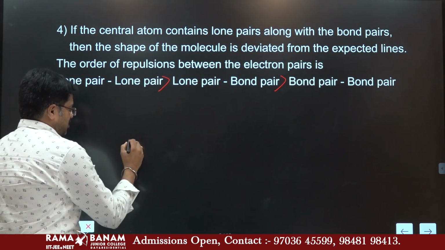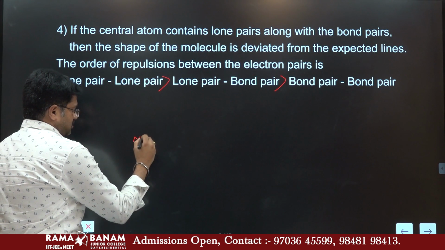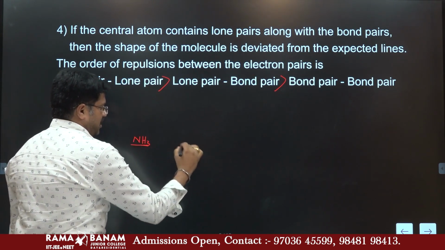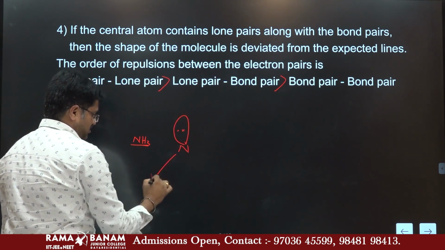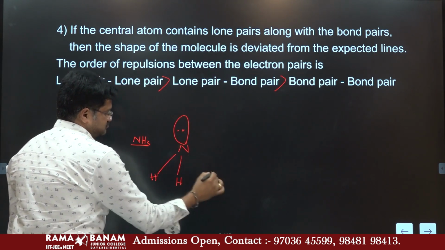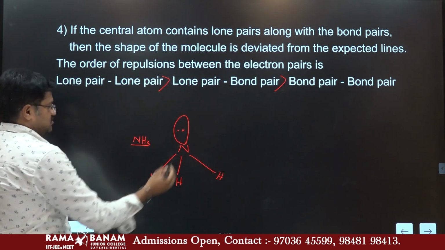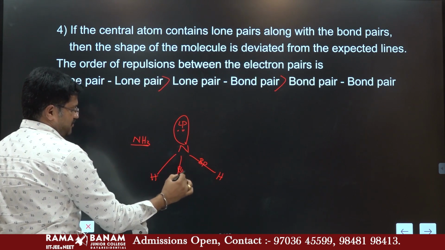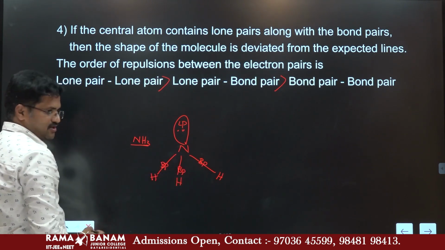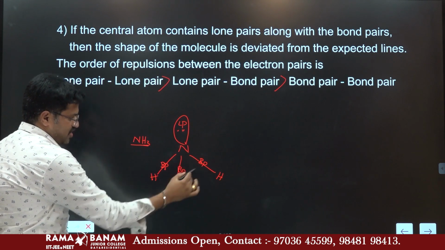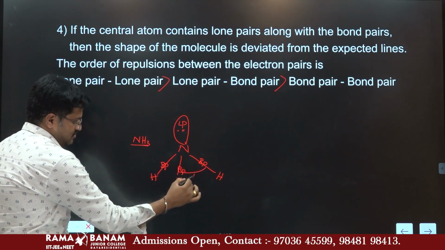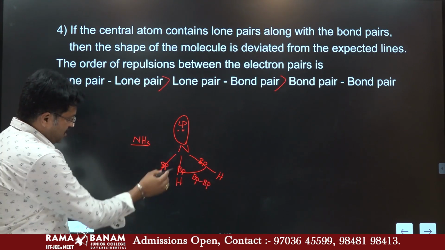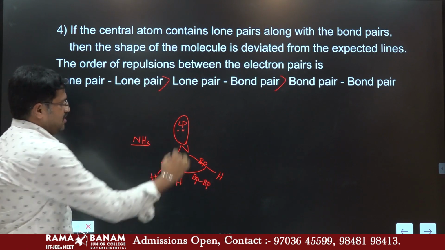Suppose you take the NH3 molecule. One lone pair and 3 bond pairs are present. This is the lone pair. These are bond pairs. How many bond pairs here? 3 bond pairs. In this case, this is a bond pair, this is a bond pair. The repulsions between these are bond pair repulsions. Here also, bond pair repulsions.